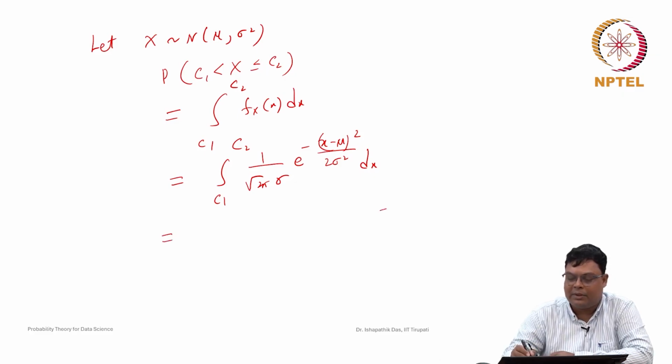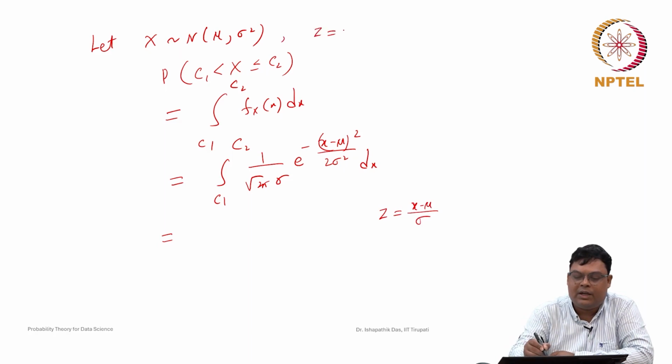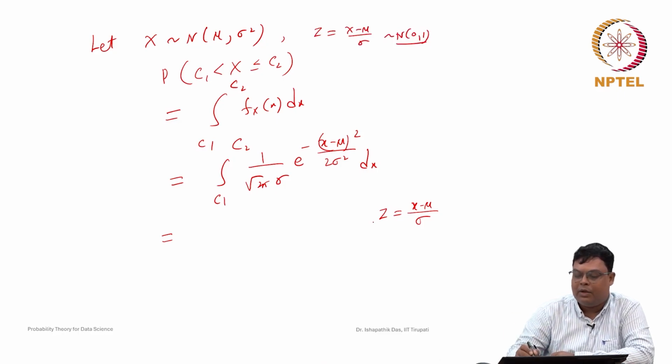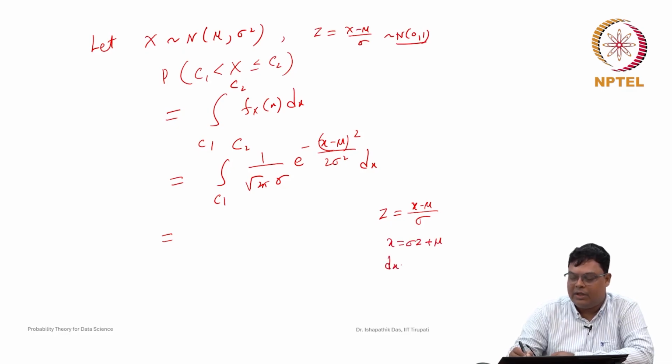Suppose we take the transformation z equal to (x minus mu) by sigma. We know that it has a normal 0, 1 distribution. So, x is equal to sigma z plus mu, and dx is equal to sigma dz. Then the limits will change. Whenever x is c1, z is c1 minus mu by sigma, and whenever x is c2, z is c2 minus mu by sigma.